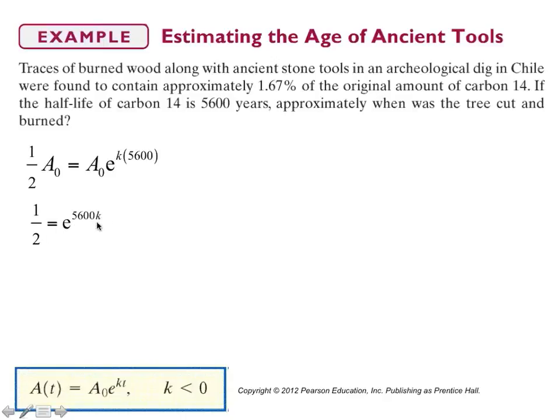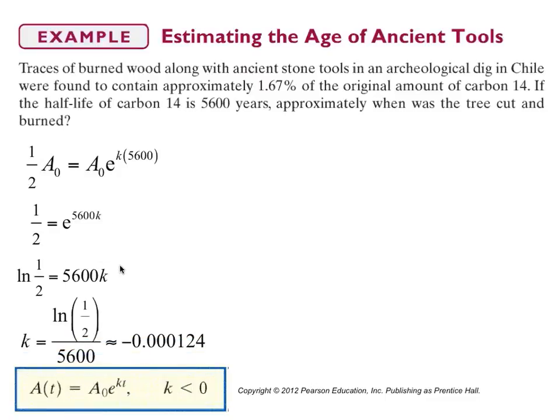Now this is useful because we're trying to solve for k. We need to actually know what the decay rate is. So now if we take natural log of both sides and then divide by 5,600, you're going to have natural log of 1/2 divided by 5,600, which should give you a negative number because we're talking about a decay. So it's negative 0.000124. So that's our value for k.